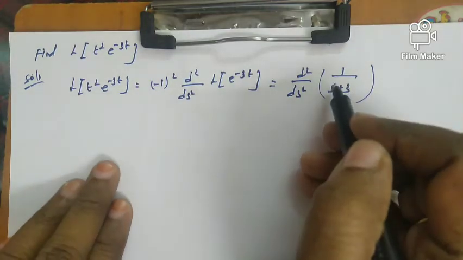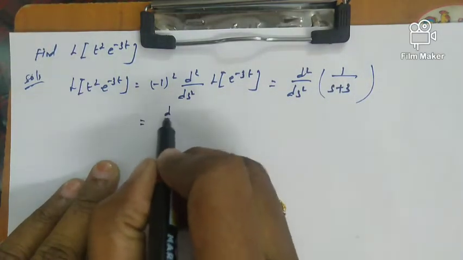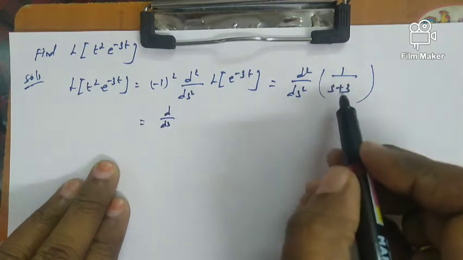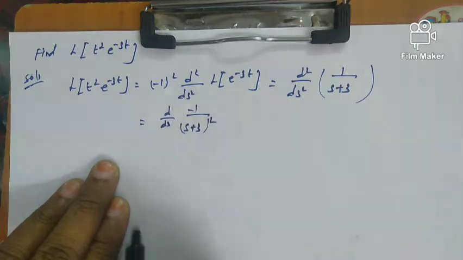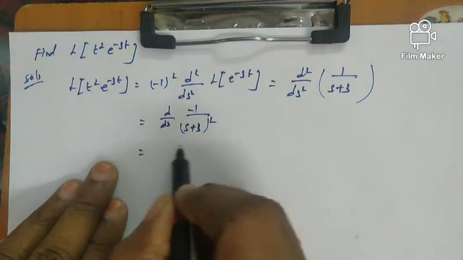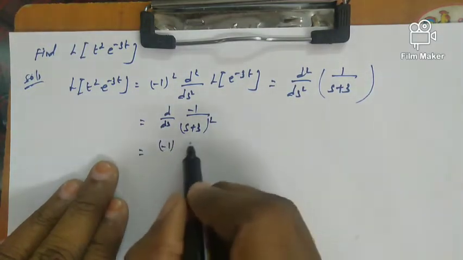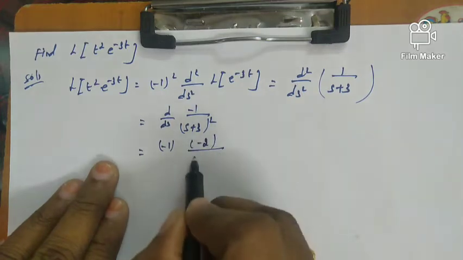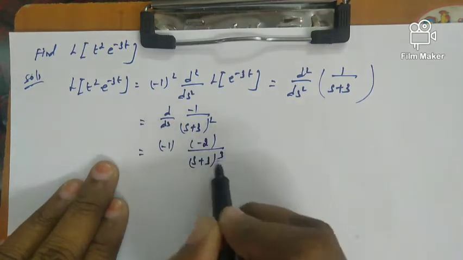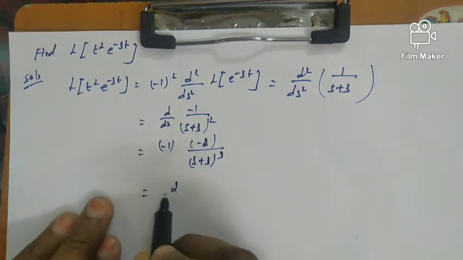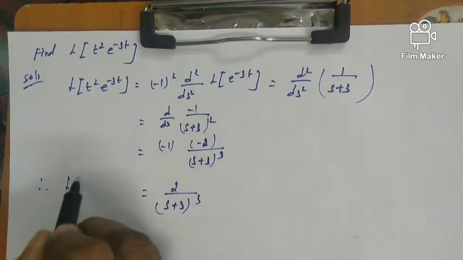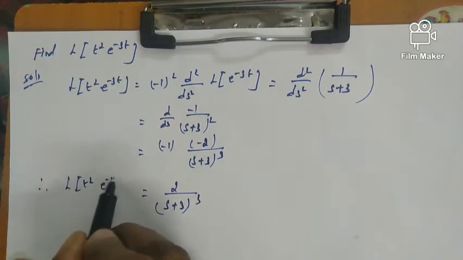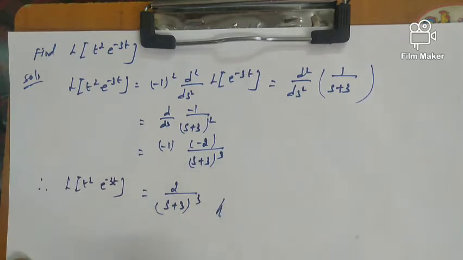So in the first time when you are differentiating, d by ds of 1 by x, this is of the form 1 by x, so the answer is minus 1 by x square. So s plus 3 the whole square. When you are differentiating the second time, keep the minus 1 outside. Again differentiating this, minus 2 by s plus 3 the whole power 3. So the answer is 2 by s plus 3 whole power 3. Therefore L of t square e power minus 3t, answer is 2 by s plus 3 whole power 3.